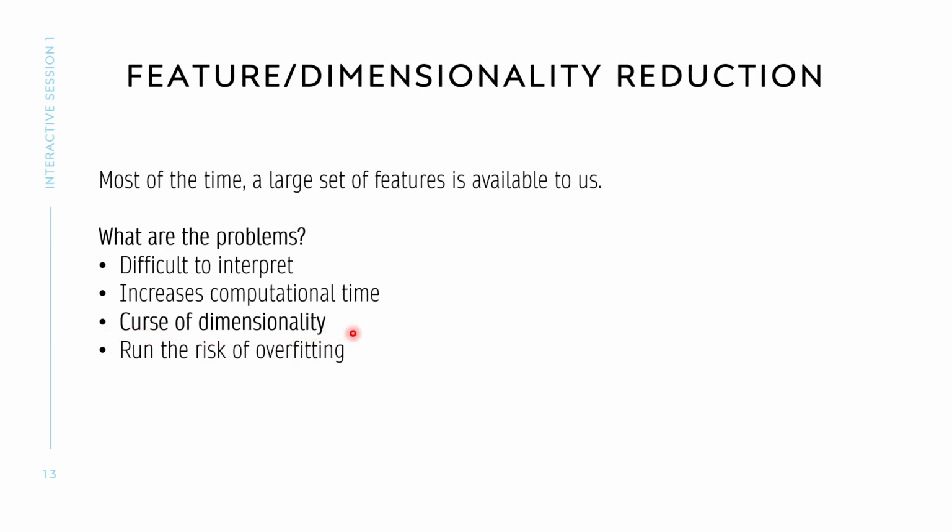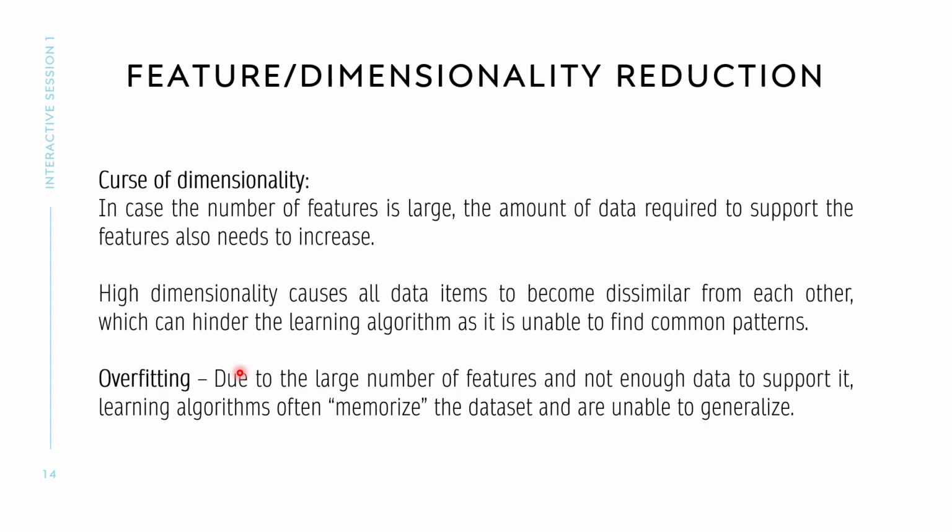Then there's the curse of dimensionality, which I'll talk about in a little bit, and we also run the risk of overfitting. So I'll discuss these two concepts. What is the curse of dimensionality? In case we have a large number of features, say you have a very large number of features, but you don't have a large number of objects, right? So you don't have a large amount of data required to support these features.